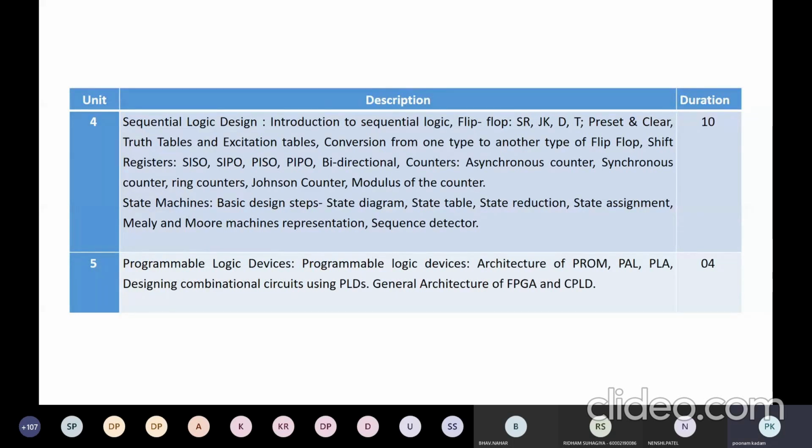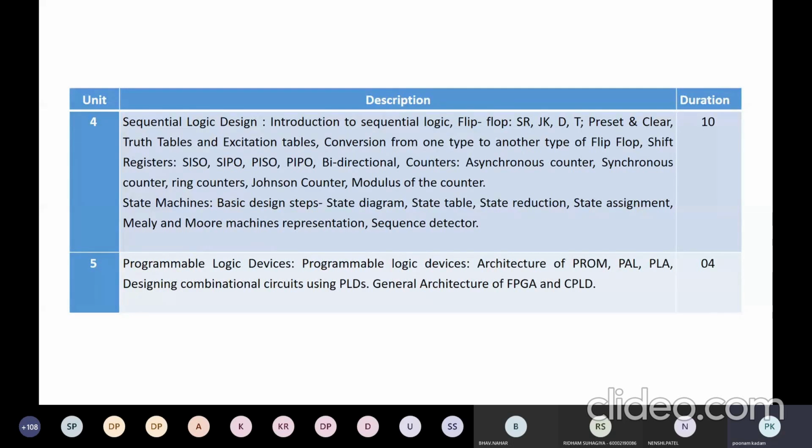Also, you will be introduced to the state machine concept, wherein you will be taught how to design sequential logic circuits from a state machine perspective. In fact, there are two very common representations of sequential circuits. One is Mealy machine, another is Moore machine. So you'll be learning how to design the circuits using these two kinds of representations.